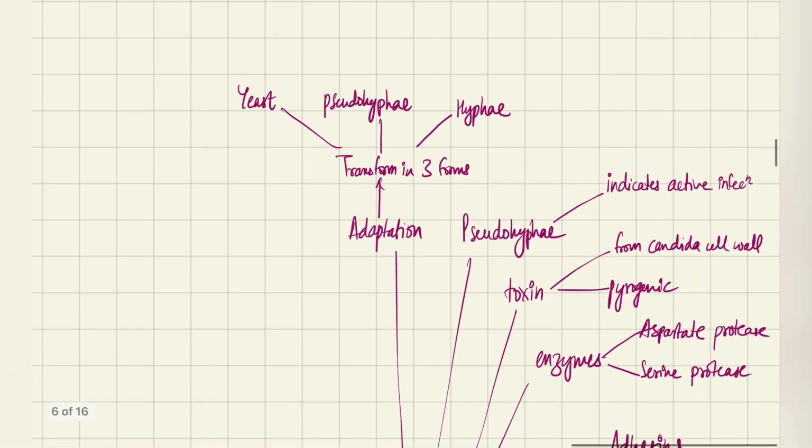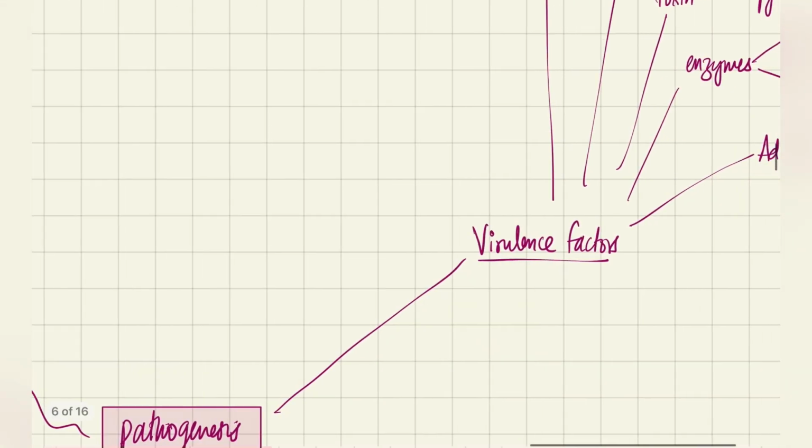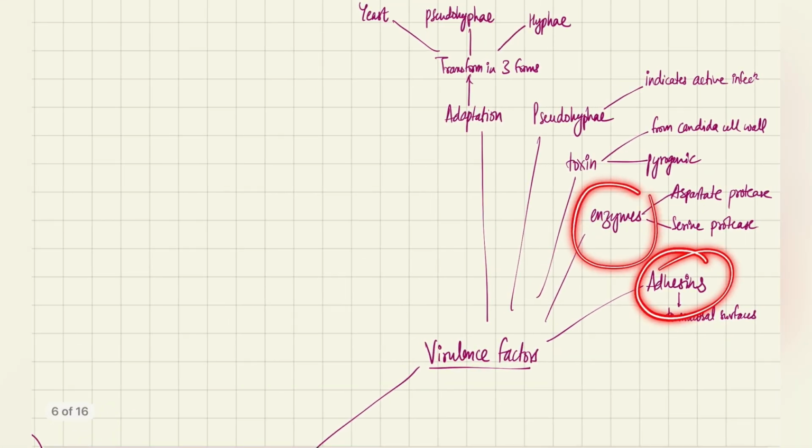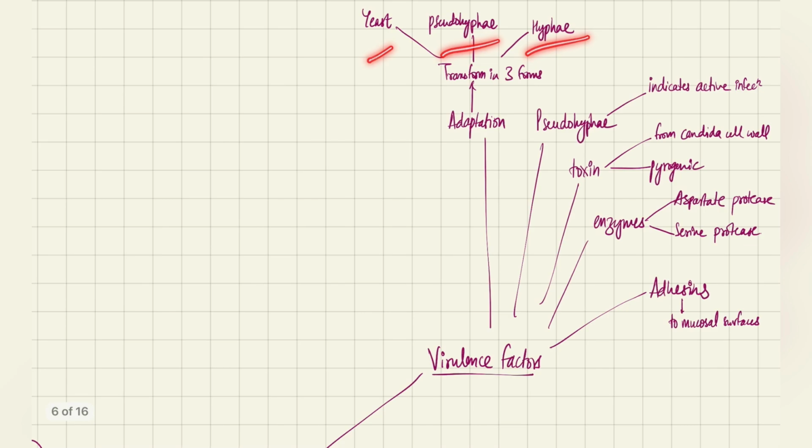Next, adaptation. How does Candida albicans adapt? It regulates in three different forms. It transforms into the hyphae, pseudohyphae, and yeast form, and this is how it escapes from the host immune system, by adapting in these three different phases as per its requirements. This is known as phenotypic adaptation. Right, so these are the virulence factors. We have adhesins, enzymes, aspartate and serine proteases, pyrogenic toxin produced from the cell wall of the Candida, pseudohyphae indicating active infection, and adaptation in three forms: hyphae, pseudohyphae, and yeast form.